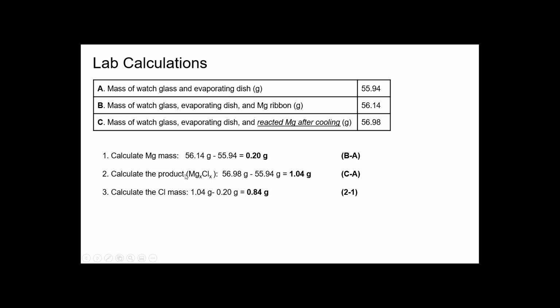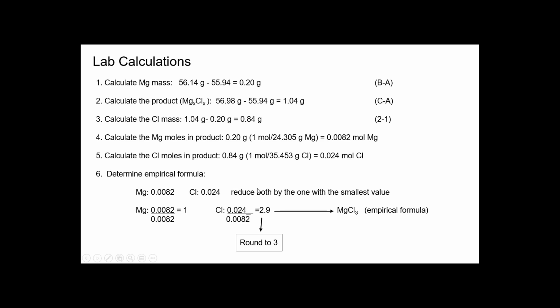The second one is calculate the product. So now you have C, which is after the experiment, and you are subtracting the watch glass and evaporating dish. So that gives you a mass. Now, because of the law of conservation, the amount that you have on one side should equal the other. So we know what our magnesium is, we know what our product is. Through subtraction of these two, we can determine the leftover. Subtracting 1.04 by 0.20 gives us the mass of our chloride.